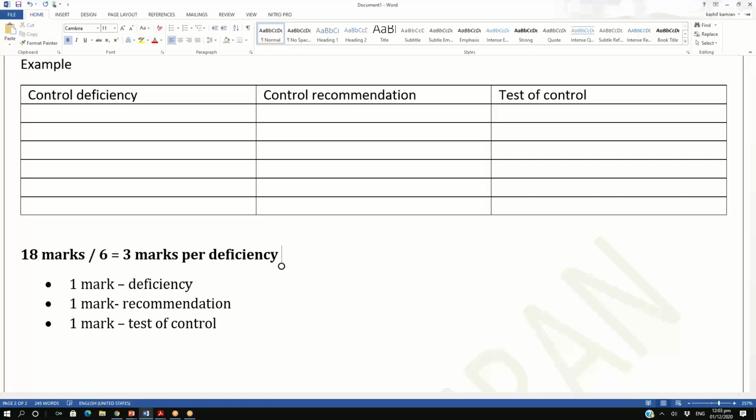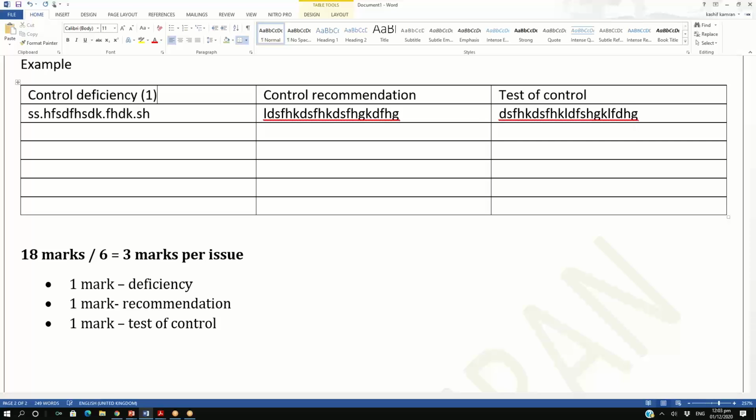Or rather, let's make it this way. You have 3 marks per issue. Now that issue is a deficiency, a recommendation, and a test of control. So you fill column 1 with a deficiency, you fill it with recommendation, you fill it with test of control, right? And in all, you take your 3 marks, 1 per column. So the control deficiency is 1 mark, recommendation is 1 mark, and the test of control is 1 mark. So once you complete 1 issue, 1 problem, you get in total the 3 marks. So you write 6 and you take 18 marks.